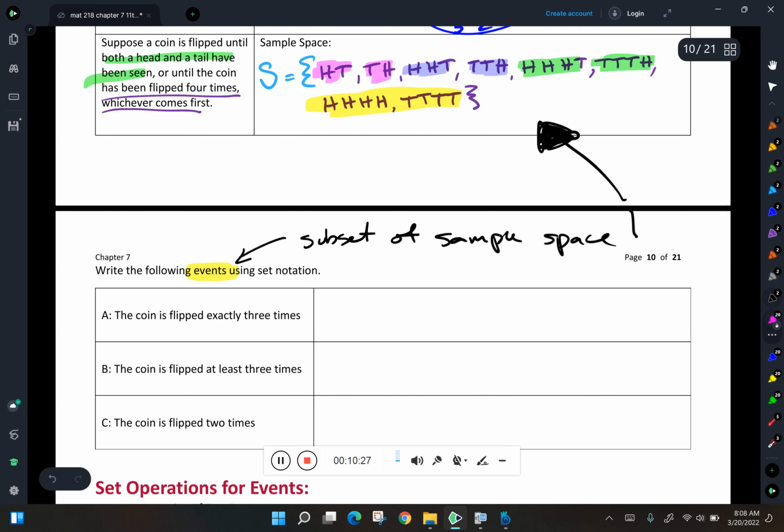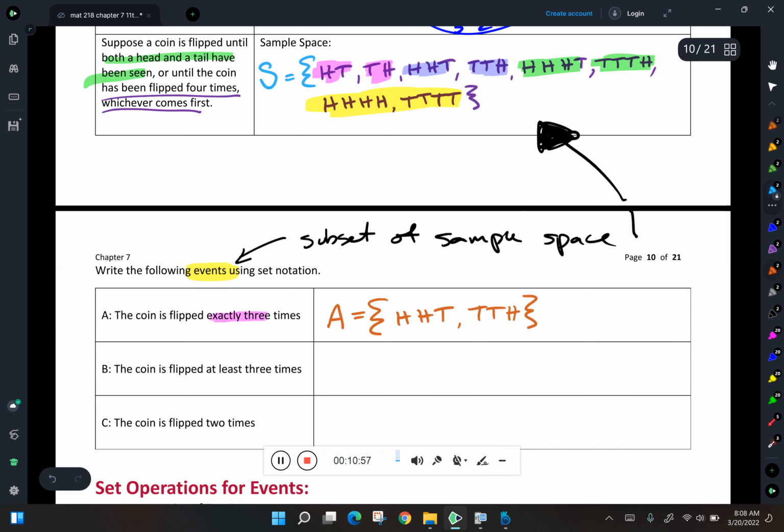Okay? So the first event is the coin is flipped exactly 3 times. So I'm going to call that A, the event A. And so which elements of that sample space have the coin being flipped exactly 3 times? Well, those are the 2 that I highlighted in blue, HHT and TTH.